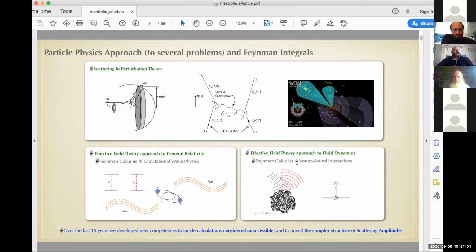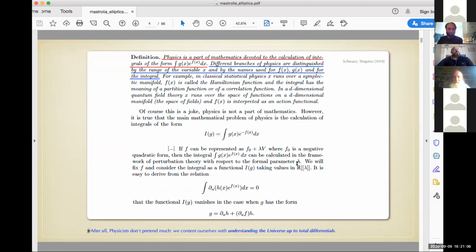So let me start from a comment of Schwarz and Shapiro, where they say that physics is a part of mathematics devoted to the calculation of integrals of this form, integral of g(x) over e to f(x) in the x. And different branches of physics are distinguished by the name of the variable and the name that we give to these functions.